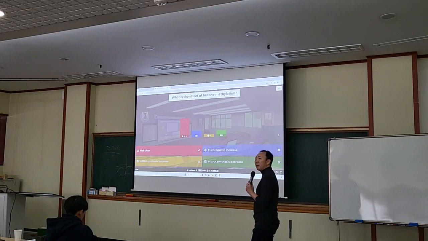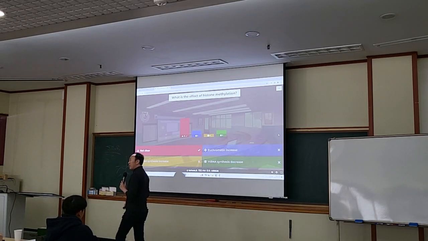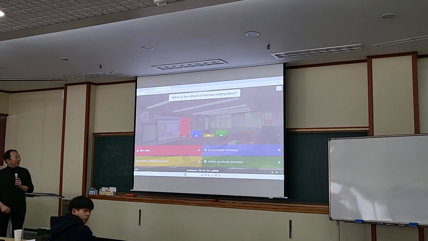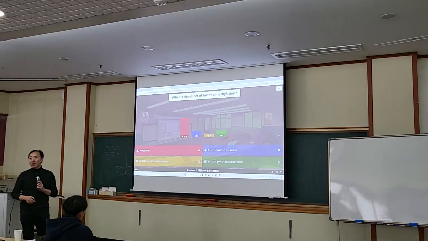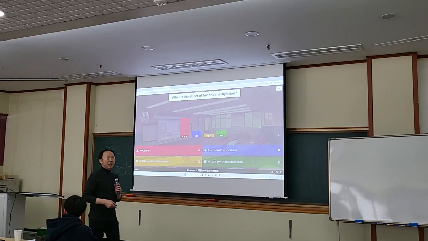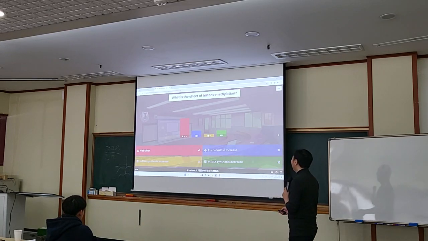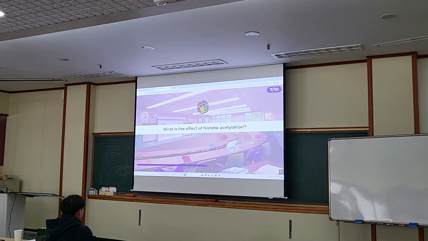Histone also can be modified. Histone is a DNA binding protein. It has methylation, acetylation, ubiquitination, different kinds of modification. Methylation effect sometimes increases, sometimes decreases. It's not consistent. So that's case by case. And the next one is asking about acetylation.